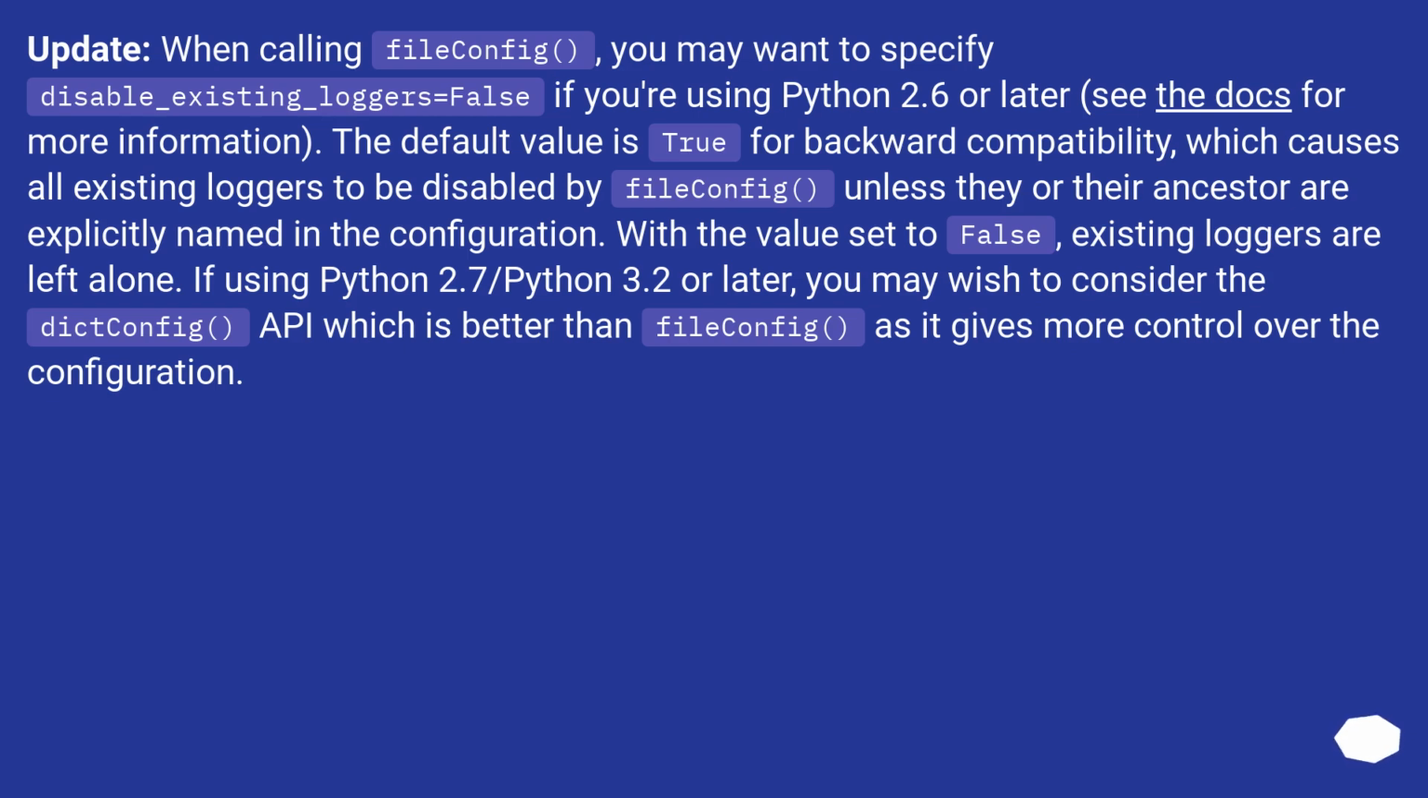If using Python 2.7 or Python 3.2 or later, you may wish to consider the dictConfig API, which is better than fileConfig as it gives more control over the configuration.